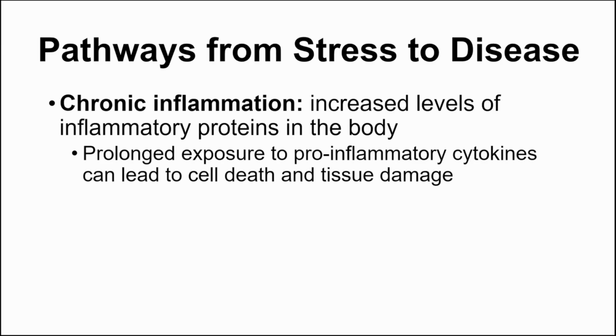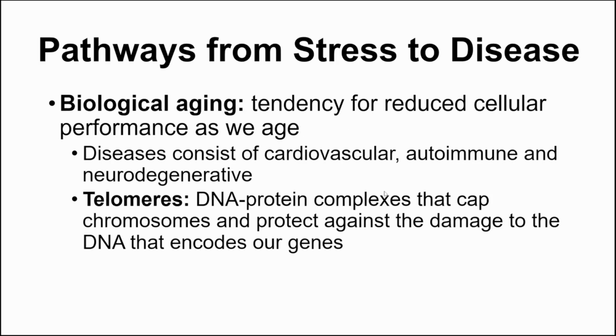So having too many of these inflammatory proteins floating around, they can end up causing cell death and damage on larger scales. And again, the longer this goes on, the more these are having a long-term effect, and more systems are affected. One of the reasons that they think this has such a strong effect, and how chronic inflammation might relate to our susceptibility to disease as we encounter more and more stressors, ties to the concept of biological aging. Biological aging is just our tendency for reduced cellular performance as we age.